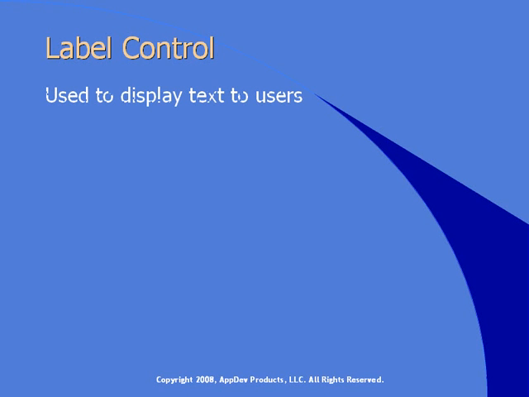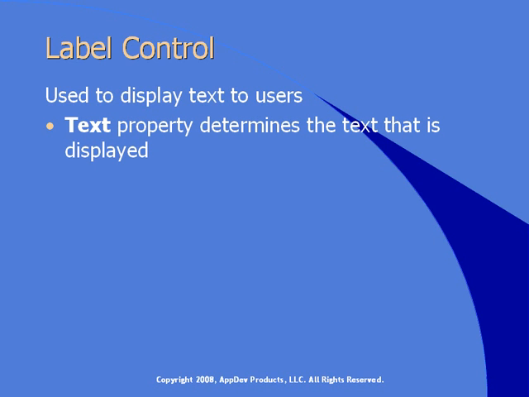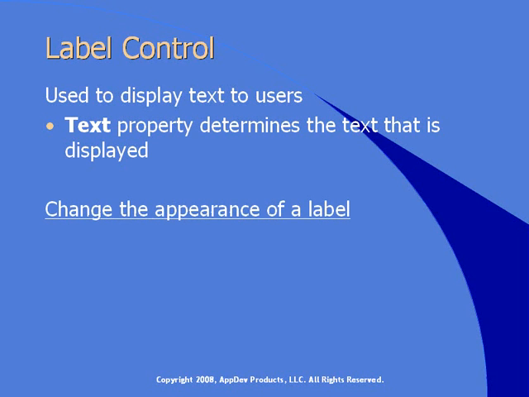The label control is used to display text to users. And whatever you enter into the text property at design time is what shows up in the label at runtime. What are the types of things you might want to do with the label? Well, you might want to change the appearance of a label.